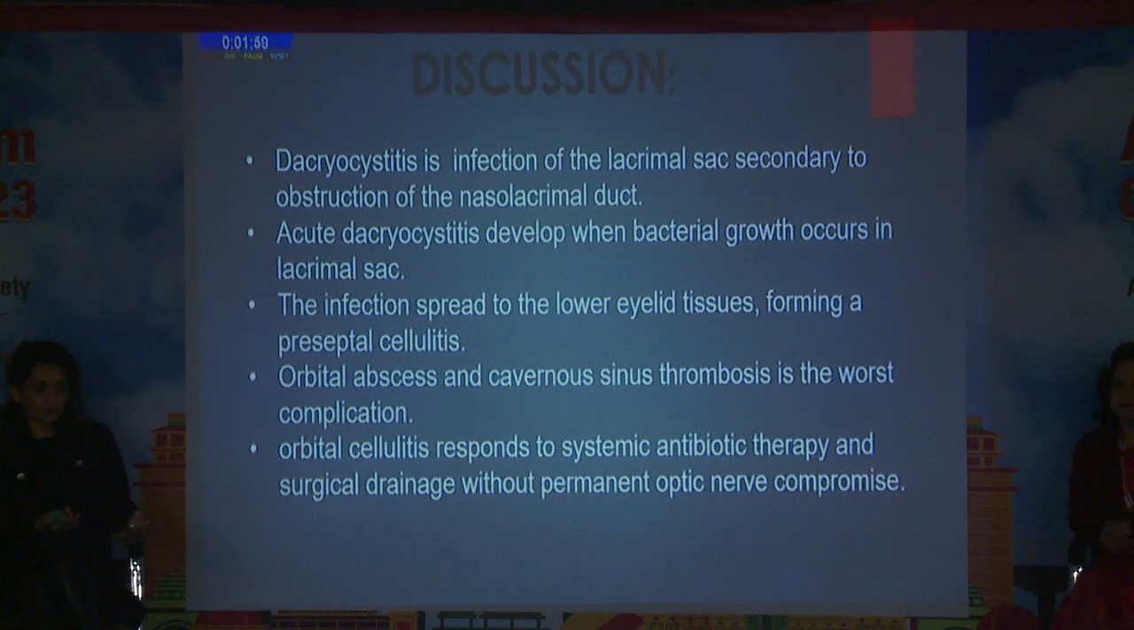Dacryocystitis is an infection of the lacrimal sac secondary to obstruction of the nasolacrimal duct. Acute dacryocystitis develops when bacterial growth occurs in the stagnant tears in the lacrimal sac. The infection spreads to lower eyelid tissue, forming a preseptal cellulitis. Orbital abscess and cavernous sinus thrombosis are the worst complications that can happen after orbital cellulitis. Orbital cellulitis responds to systemic antibiotic therapy and surgical drainage without permanent optic nerve compromise.